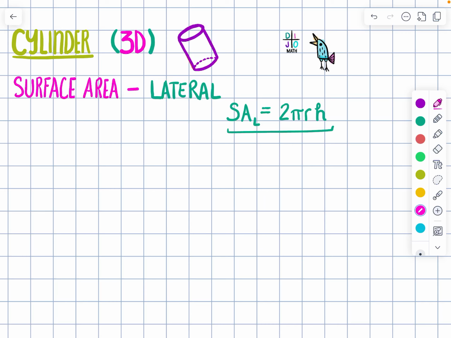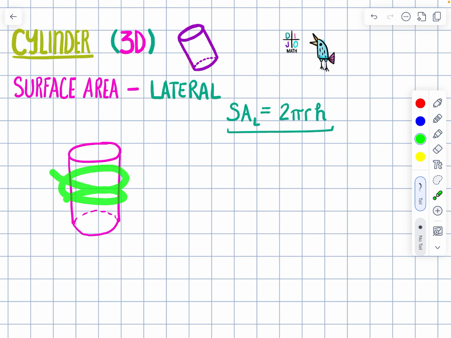All right, when we are finding the lateral surface area of a cylinder, it's important to know exactly what we're doing. What is the lateral surface area? The lateral surface area is just this area, say this is a soup can, it's where the label is on the can. It's just around here. It does not include the bases or the circles, okay?